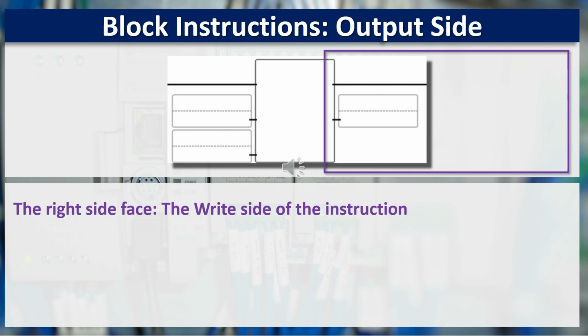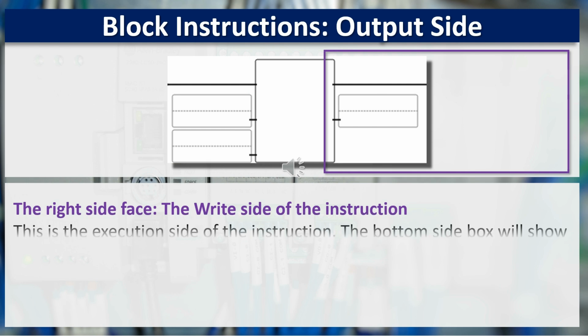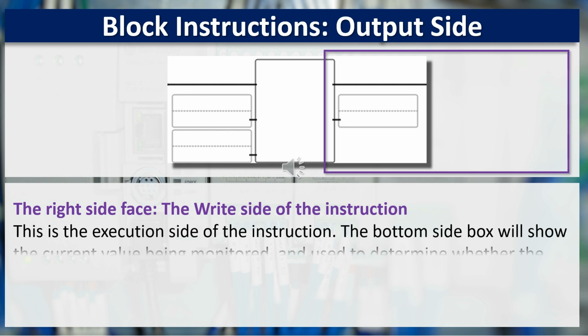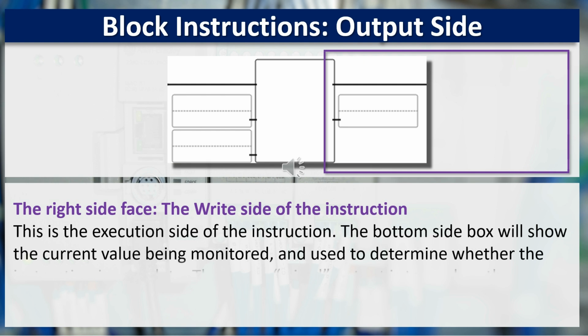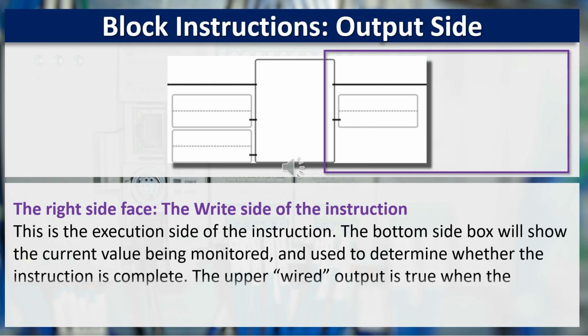The right side face is the right side of the instruction, as in writing an instruction, changing its value. This is the execution side of the instruction. The bottom side box will show you the current value being monitored and used to determine whether the instruction is complete. The upper wired output is true when the instruction has completed its task.